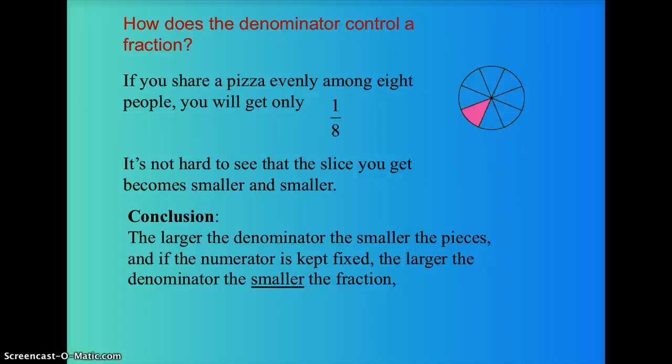So it makes sense to say that the larger the denominator, the smaller the piece. If the numerator is kept fixed, so if your numerator stays the same, then the larger the denominator, the smaller the fraction. So for example, A over B is less than A over C whenever B is greater than C. Some algebra thrown in there for you.